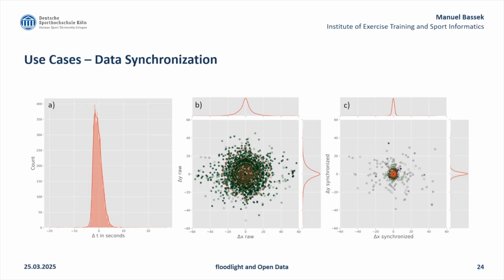So first of all, on the left, you can see the temporal evaluation. So it's just a distribution of differences between the original timestamp in the event data and the synchronized timestamp in the event data. And you can see that we corrected those timestamps by roughly plus minus 5 seconds.